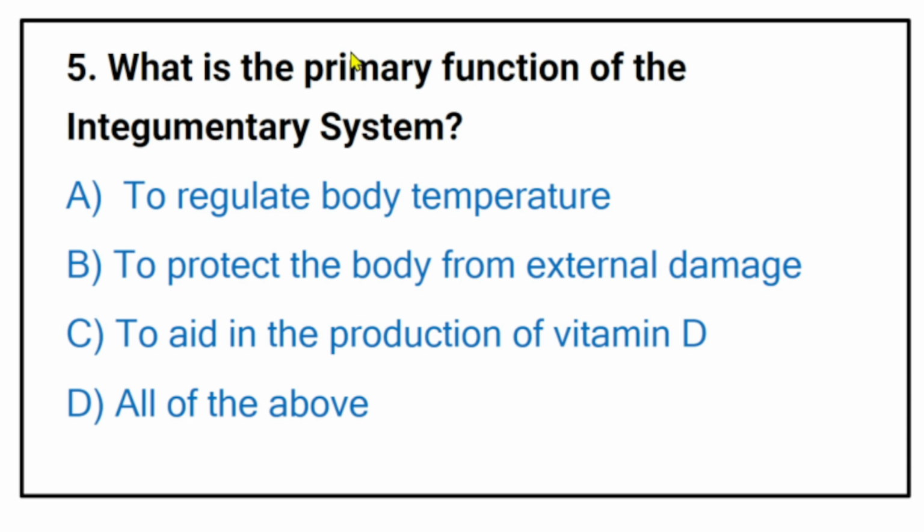Next question, what is the primary function of the integumentary system? So we move to the integumentary system: to regulate body temperature, to protect the body from external damage, to aid in the production of vitamin D, or all of the above. Here the correct answer is all of the above. All of the options are functions of the integumentary system: regulating body temperature, protecting the body from external damage, and aiding in vitamin D production.